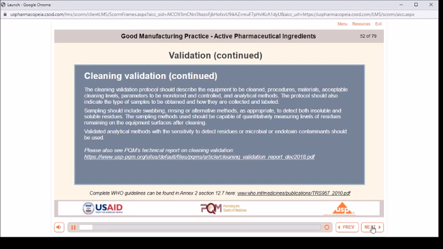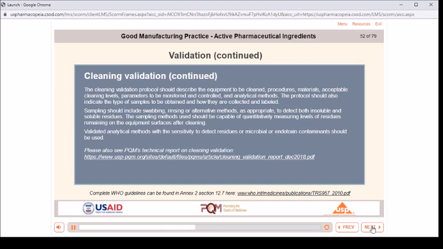Validation, continued. Cleaning validation, continued. The cleaning validation protocol should describe the equipment to be cleaned, procedures, materials, acceptable cleaning levels, parameters to be monitored and controlled, and analytical methods. The protocol should also indicate the type of samples to be obtained and how they are collected and labeled.